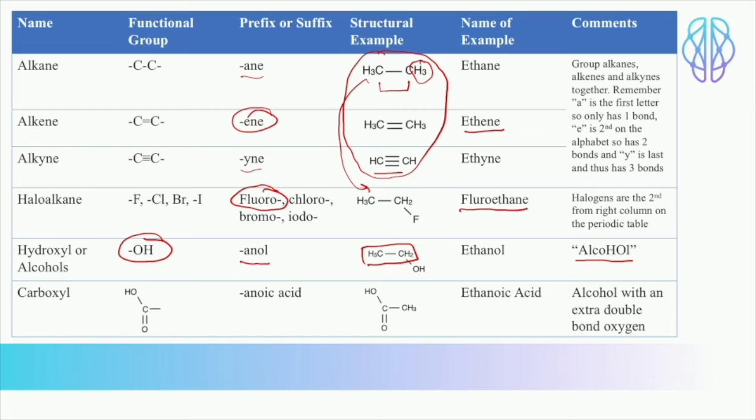Alright, so the next one we have is a carboxyl group. Essentially, a carboxyl group is like an alcohol in that it has the OH attached to the carbon, but this time it also has a double bond oxygen. And we actually denote carboxyls with the suffix "-anoic acid".